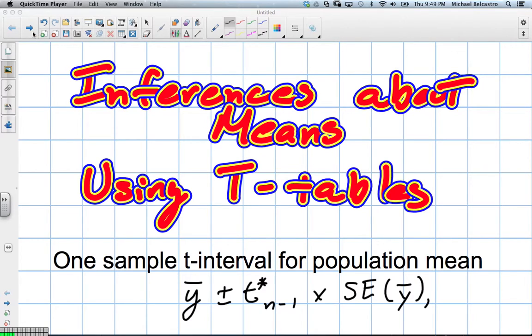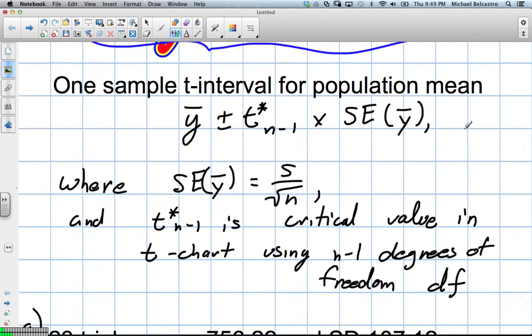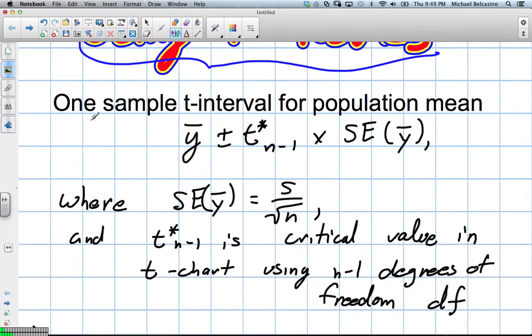Okay, so we're going to do inferences about means, and it's kind of using t-tables here. They've given us some formulas here. We have to talk about them and when we use them. So this is called the one sample t interval for population means.